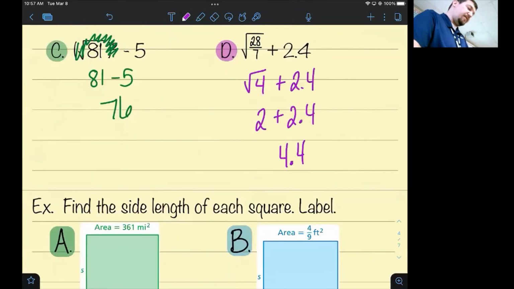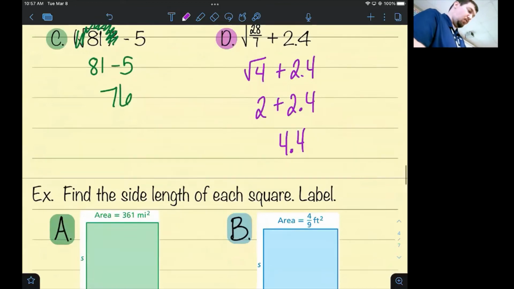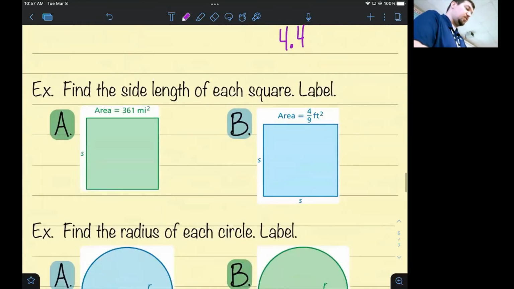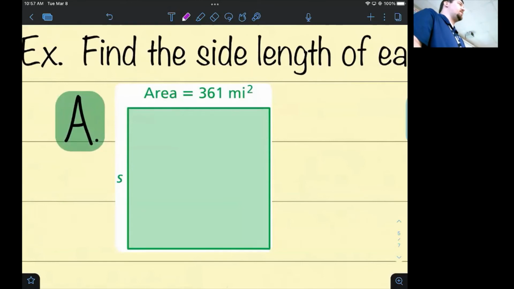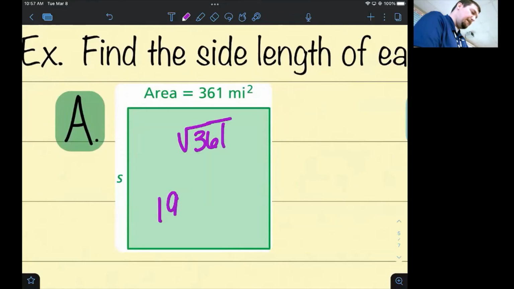Did an example of one of these already at the very beginning of your notes. Here's a couple more. Again, the reason we call it a square root is because it literally gives you the side length or the root of that square. And so if the area of this green square is 361, that means each side of that square is going to be how long? 19. 19 squared is 361, because it's perfect squares. So the square root of 361 is 19. So each side length is 19 miles.